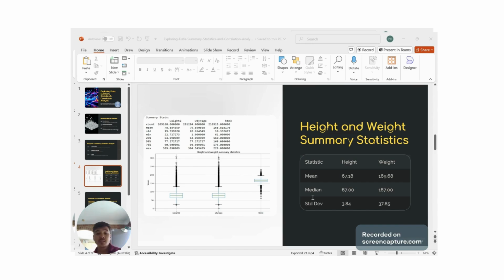Finally, for height, we see that height is stable, which is expected since height doesn't change much in adulthood. This stability makes height a good baseline to compare other variables against. On the right, we have a table showing the average, median, and standard deviation for height and weight. These numbers give us a quick snapshot of the typical values in our dataset and any variability.